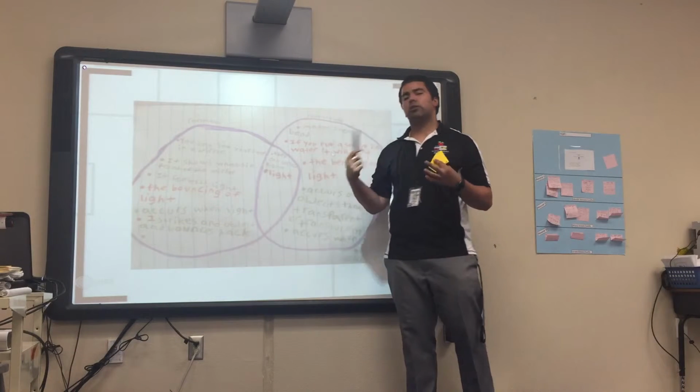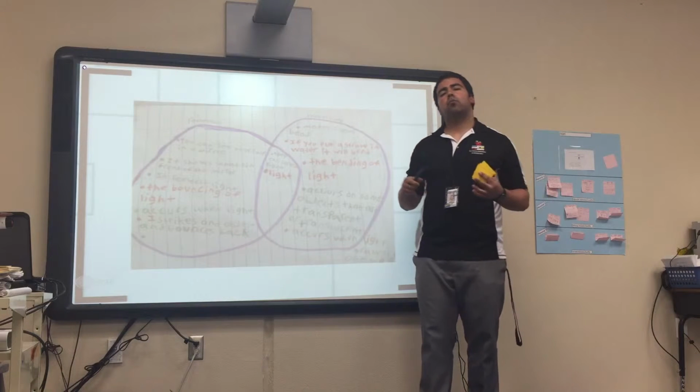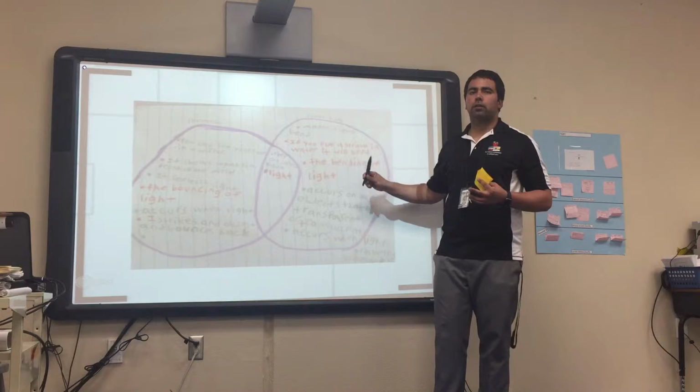And then after they have shared with the class, they're gonna read an article, and whatever information they find that's related to the word, they're gonna write it down.